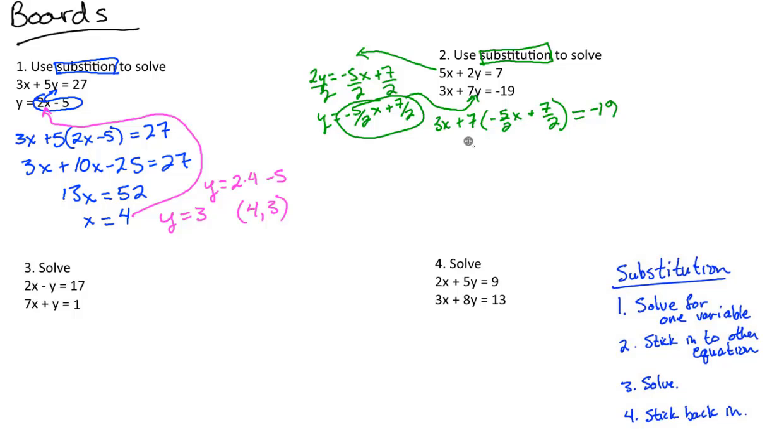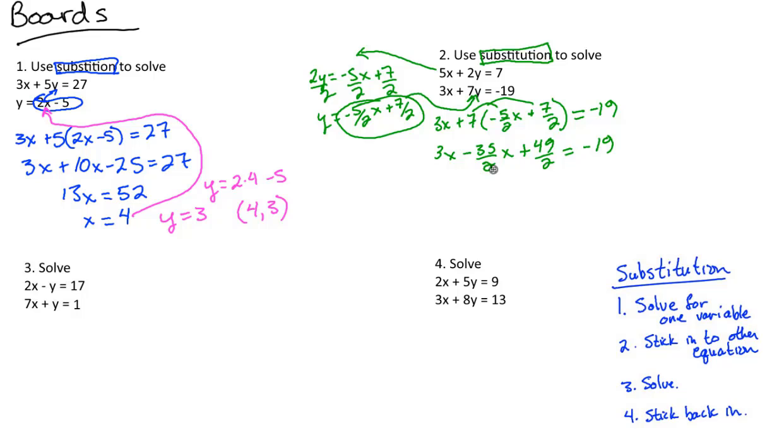Ew, that's just disgusting. Well, we know how to do this. Remember our 5-step process. Are there any parentheses? There are. Let's distribute. So we get 3x plus, nope, not plus, indeed that is minus 35 halves x plus 49 halves equals negative 19.